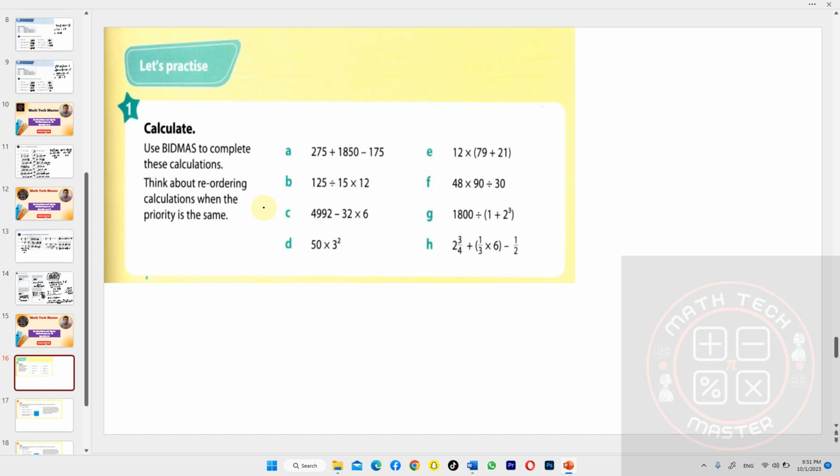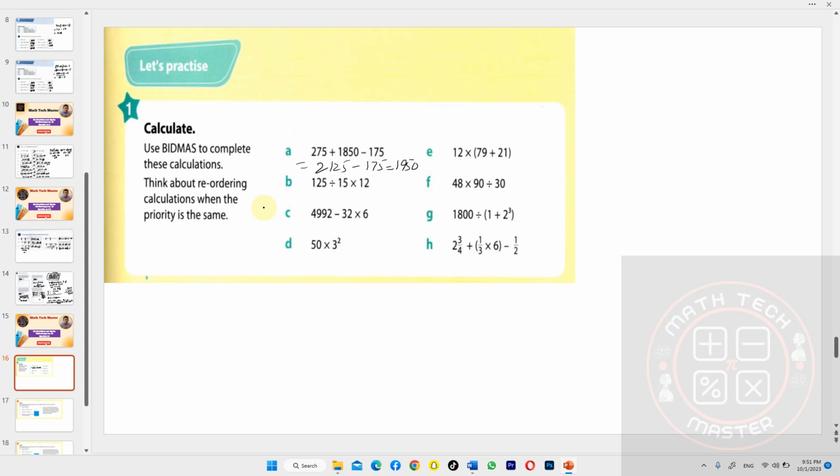So in the first question, we will be adding up 275 plus 1850, and then we will subtract 175. So we will start by adding these two numbers. So it will be 2125 minus 175. So 1950 will be our answer.